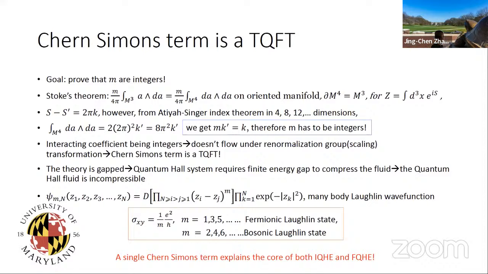And we can relate this 2 pi k with 8 pi squared k and do some algebra. And we find that m times k prime should equal another k, where k prime and k are integers, and therefore we infer that m has to be an integer. So this is the argument that m has to be an integer.